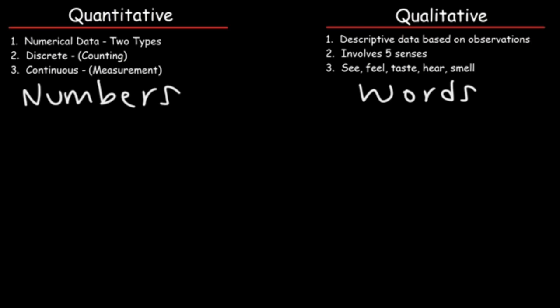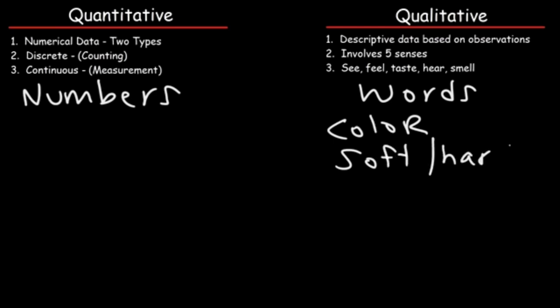Now, qualitative data usually involves the 5 senses. It could be visual, like what you see, such as color. It can be feel. Does something feel soft or hard? It could be taste. That food tasted good, or maybe that one tasted bad. It can be what you hear. Is the volume low or is it high? That's descriptive data. What about the smell? Does it smell good or smell bad? Or doesn't smell at all? So these are different forms of qualitative data. And as you can see, you use words to describe it.